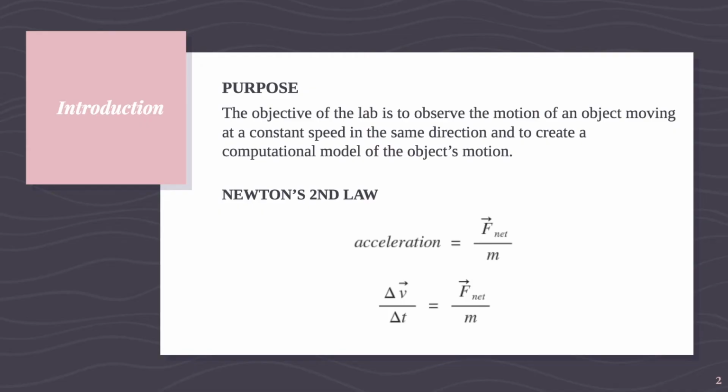An object moving at constant velocity indicates that the object is moving at a constant speed in the same direction. Newton's second law, which states that the acceleration of an object is dependent on the net force acting on the object and the object's mass, can be applied to explain an object's motion. Additionally, the ratio of the change in velocity to the change in time is equal to the total pushes and pulls, or the net force on the object divided by mass. Therefore, for an object to have constant velocity, the net force on the object must equal 0.